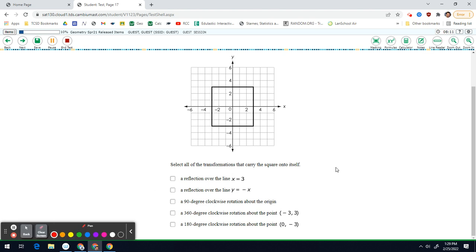So reflection across the line x equals 3. So x equals 3 is when it goes through this x-axis at 3. If I were to take this square and reflect it across that line, the square would not land on itself. It'd be over here, right? It would come over here. So that's not correct.